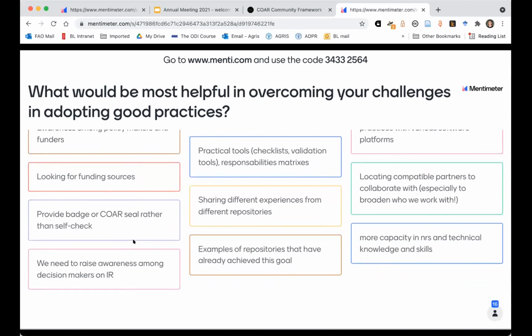Kathleen, this is over to you if you want to say anything. Examples of repositories that have already achieved this goal: more capacity in NRs and technical knowledge and skills. We need to raise awareness among decision makers on IR. Yeah, these are all valuable points. Thank you very much. So this is still open, so if you want to add anything, please do.